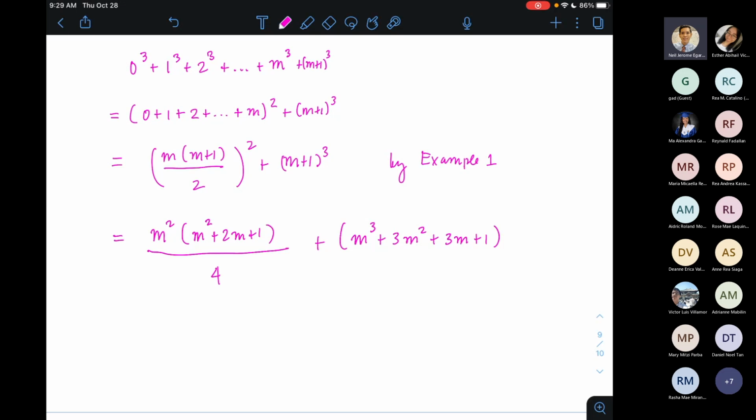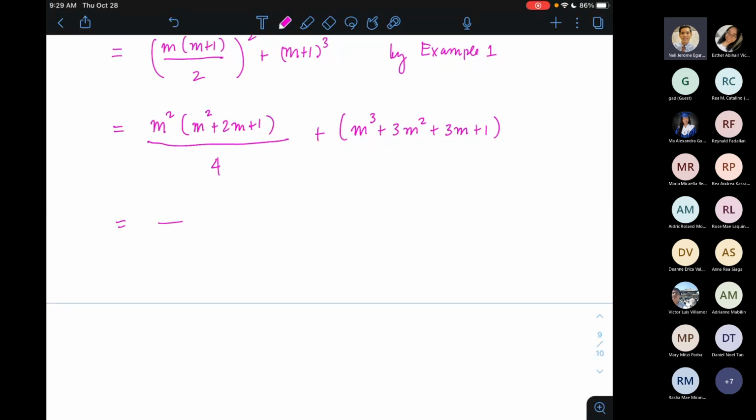Okay ba yung algebra? Bantayan niyo yung algebra ko kasi maaga pa. So I hope I will not commit any blunder here. Okay? And then kapag sinimplify natin to, we'll add these two fractions together. What we'll have is, let's see, m to the 4th plus 6m cubed plus 13m squared plus 12m plus 4.